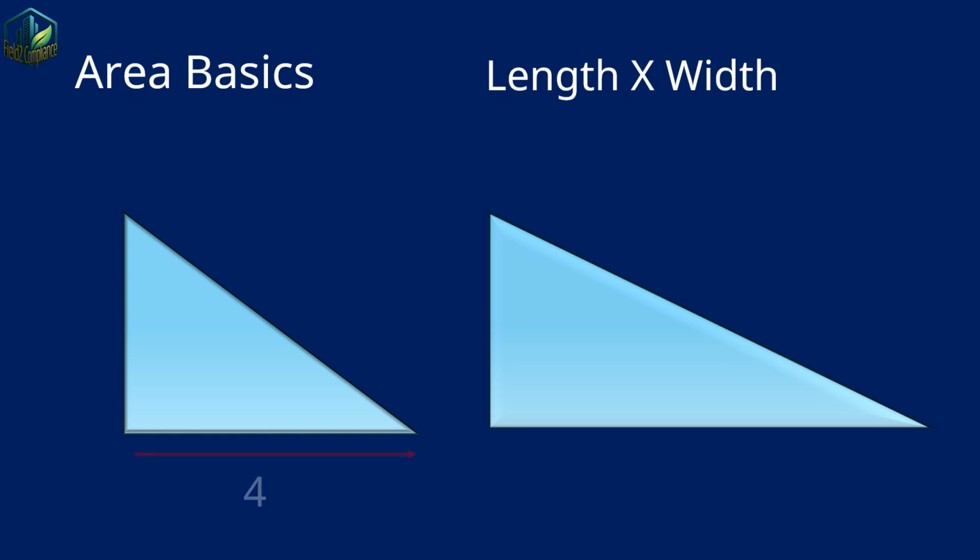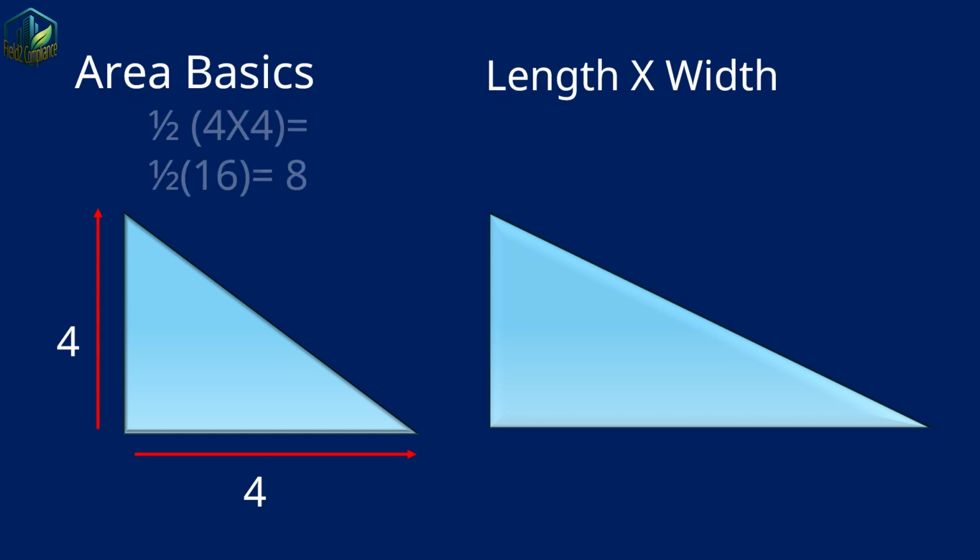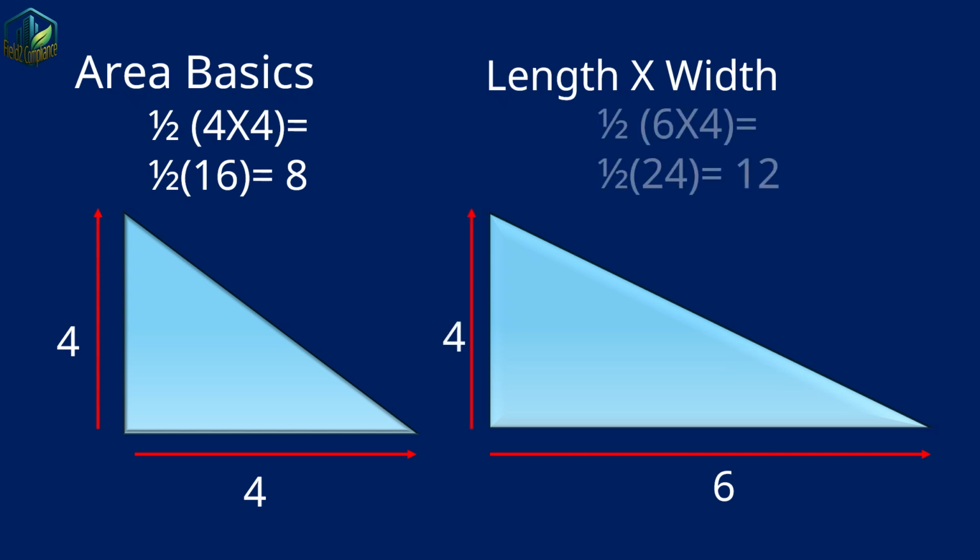For triangles, it's 1/2 times base times height. And that's the reason for the triangle formula. The base times the height gives the area of a full rectangle, but a triangle is just half of that. So the formula is 1/2 times base times height. For our example, 1/2 of 4 times 4 equals 8 square units. 1/2 times 6 times 4 equals 12 square units.